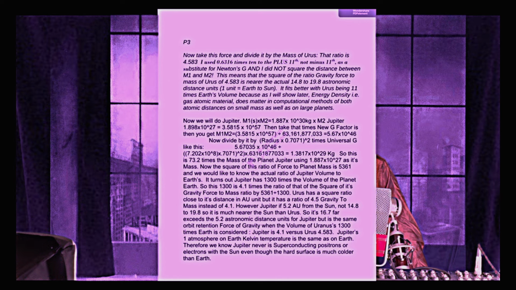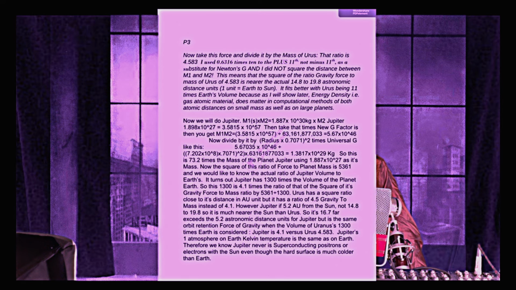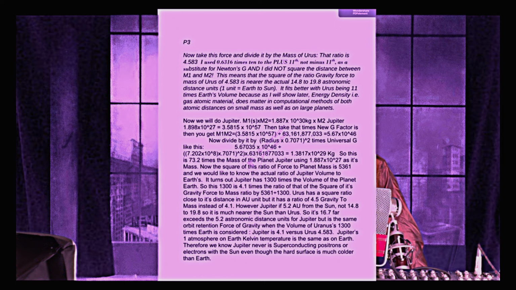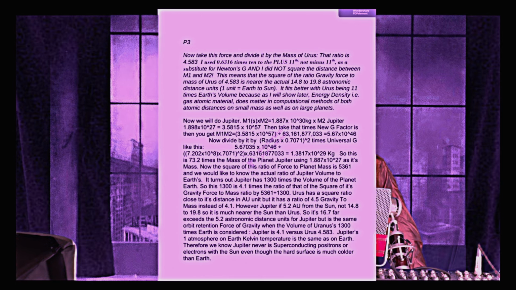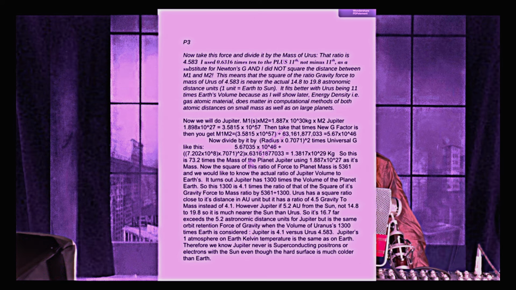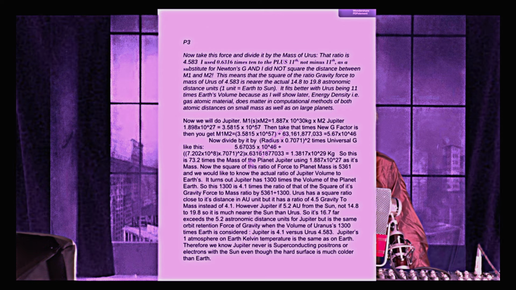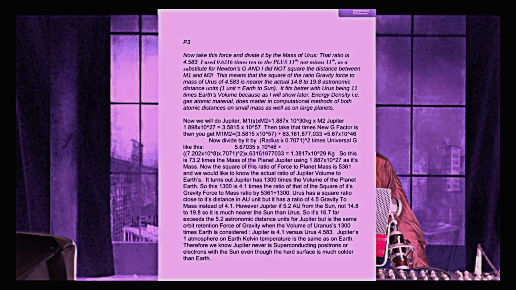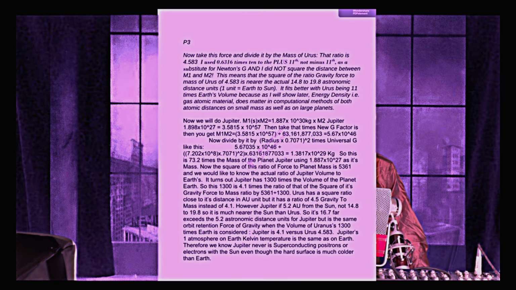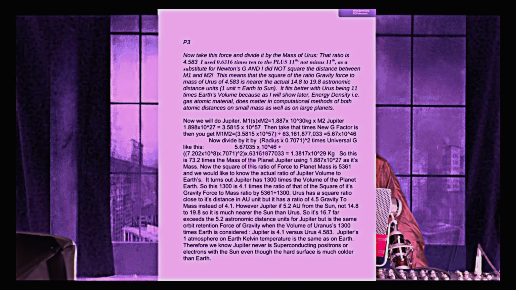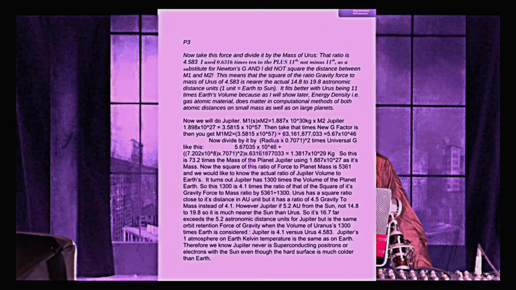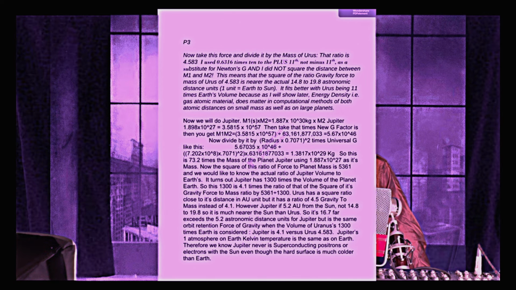Uranus has a square ratio close to its distance in AU units, but has a ratio of 4.5 gravity to mass instead of 4.1. However, Jupiter is 5.2 AU from the Sun, not 14.8 to 19.8. So it's much nearer the Sun than Uranus. So 16.7 far exceeds the 5.2 astronomical distance units for Jupiter, but it's the same orbit retention force of gravity when the volume of Uranus, 1,300 times Earth, is considered. Jupiter is 4.1 versus Uranus 4.583.